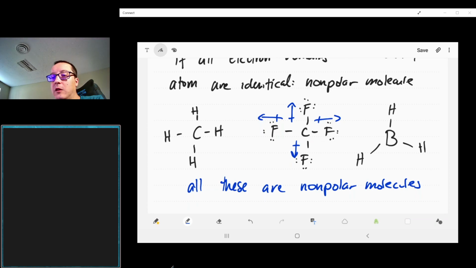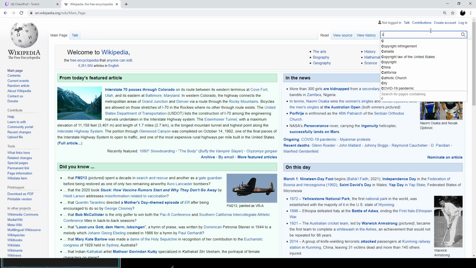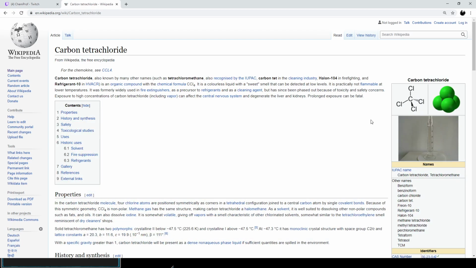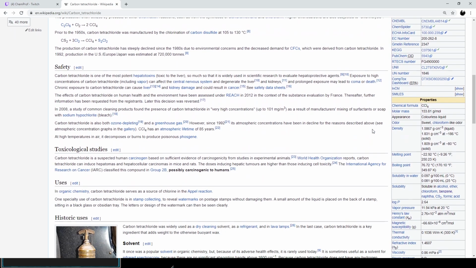If we go ahead and take a look at, as always, my good friend Wikipedia. Such a great tool for teaching. I don't know why high school teachers hate it, but it's a fantastic tool, especially for science. There's such good information here.